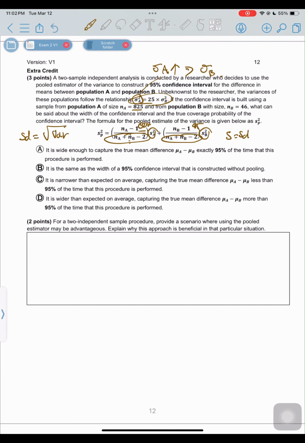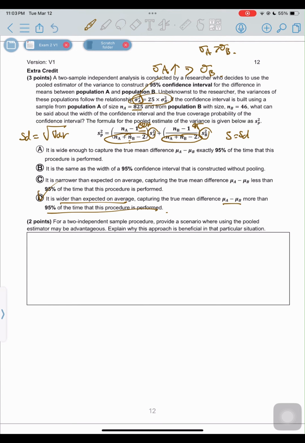Okay, we know that. So since the variance of A is bigger, I'll just write it here. Variance of A is bigger than variance of B, and the population size is also bigger. This will make the width of the confidence interval wider than the average. So if you say that is wider than the average because of the variance, then indicating the true mean difference more than 95%, right? That is right. Since population A has a larger variance, it influences the width of the interval. That's why making it wider on average. And if you make it wider, it captures the true mean difference between the populations more than 95% of the time, which indicates that option D is the right one.